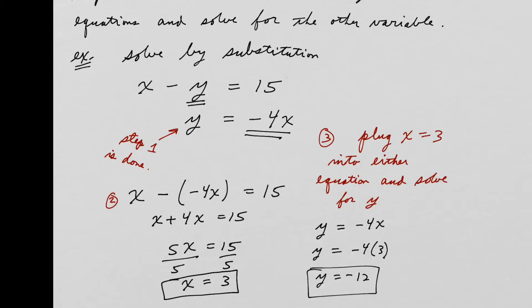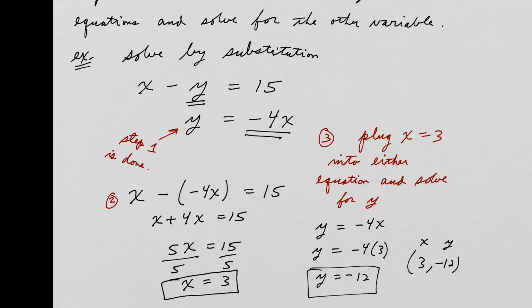If I want to write it as a point, an ordered pair, in other words, the point that these two lines pass through, the point that lies on both lines, so it's the point at which the lines cross, then it's going to be the point 3 comma negative 12. Remember, it's always written x, y.